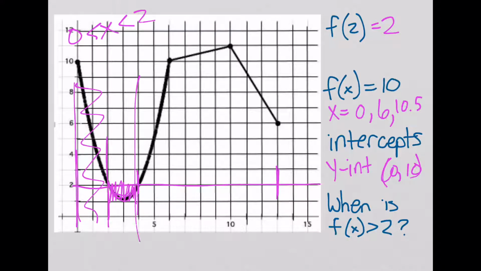This entire section right here, the black function is higher than the pink line. So how would I write that? I would write that as 4 is less than x, which is less than 13, or x is between 4 and 13. Okay, I'm going to let you figure out 8 through 12. Turn your paper over and let's talk about the back.